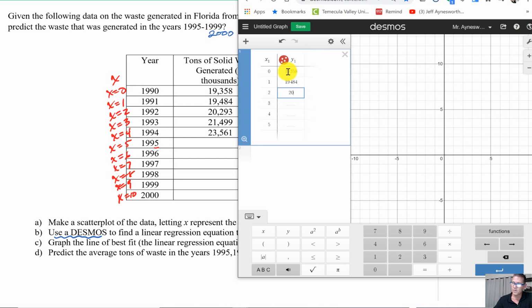So 20,293. Just go ahead and enter these in so we can do some linear regression here and figure out how to predict the future. Oops, I missed a number here. What happened here? 19.